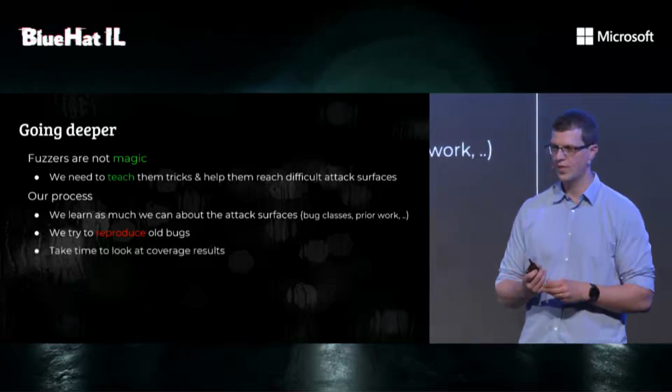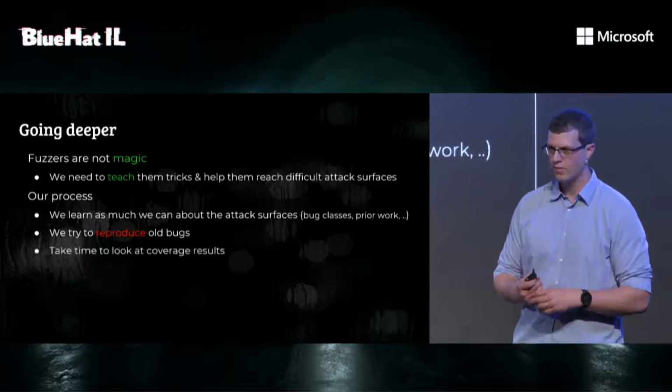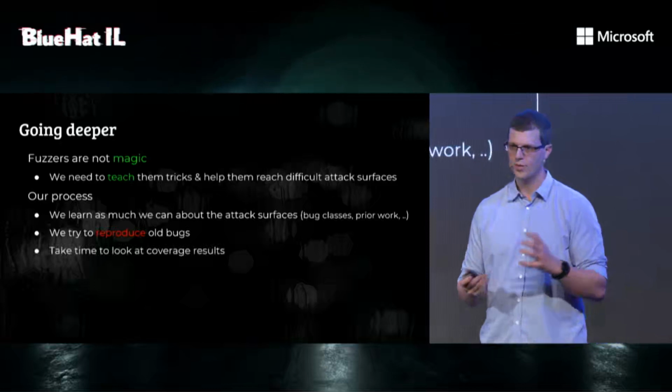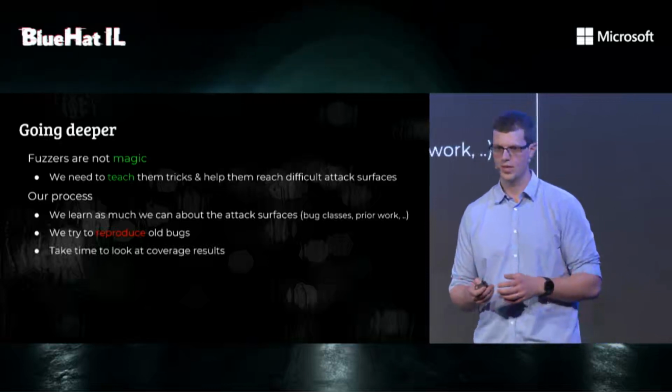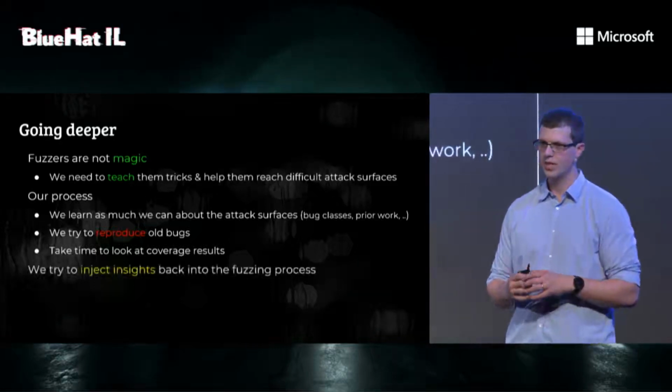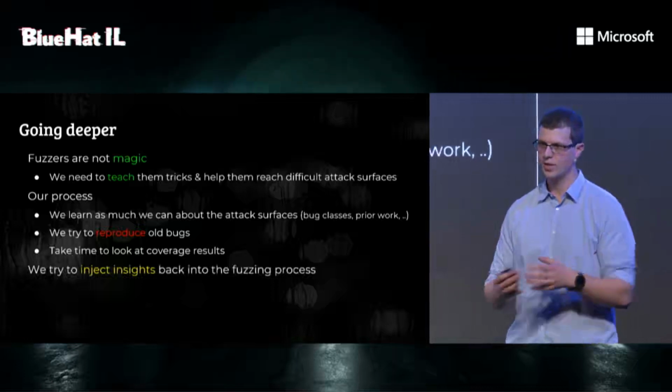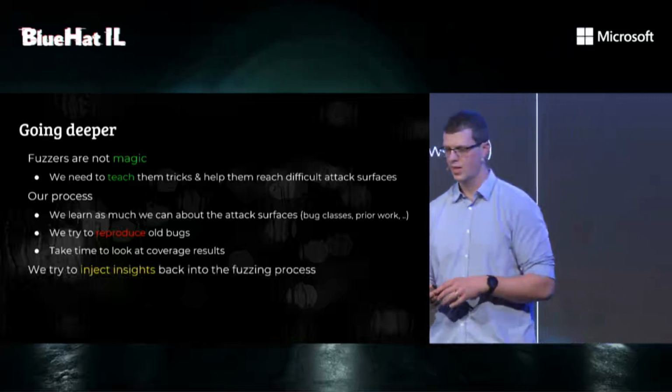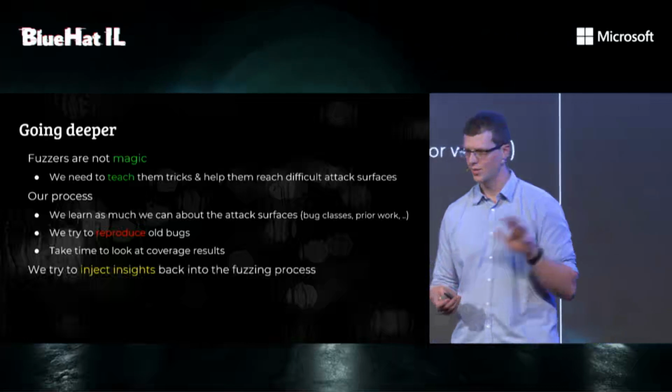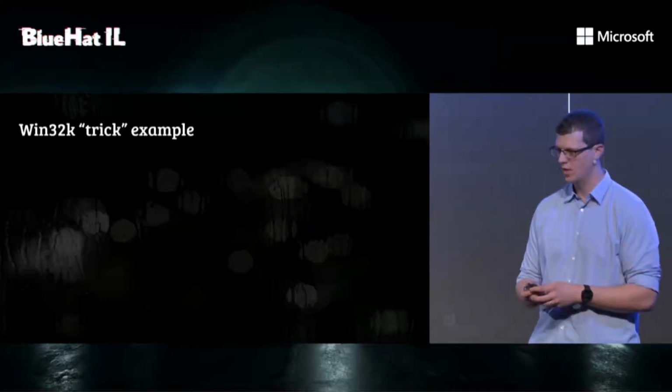And finally, we take time to look at coverage maps. Coverage maps give you a pretty clear map of where your fuzzer is not targeting. And we take all of these insights and try to inject them back into the fuzzing process. Let's see an example which is not so empirical.